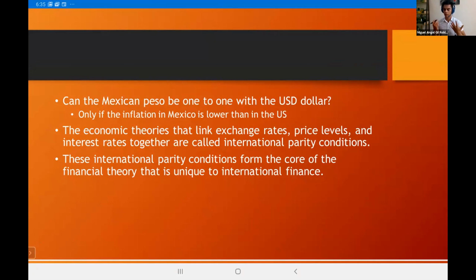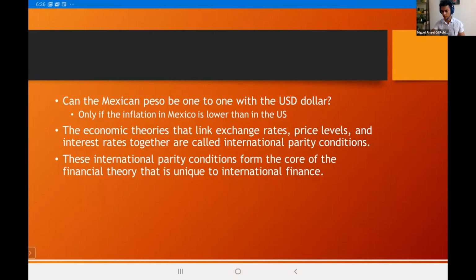Well, it can be possible only if the prices in Mexico increase less than in the US, and that will need a lot of time for that to happen. And also, I think it's not a rule because the Mexican economy has more inflation than the American economy. So the answer is not really, only if the inflation in Mexico is lower than inflation in the US, which in real life is not possible.